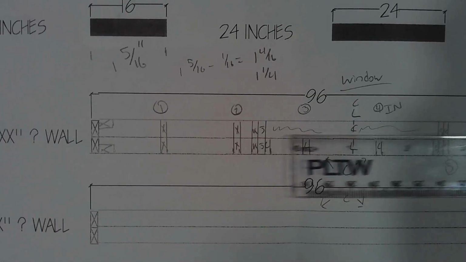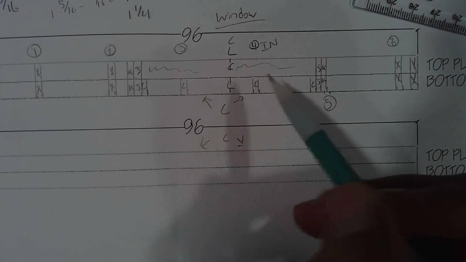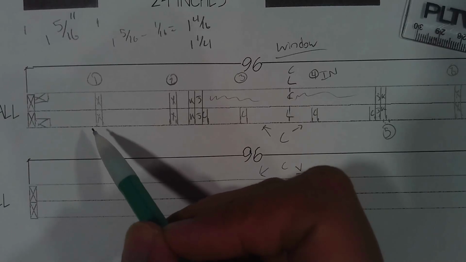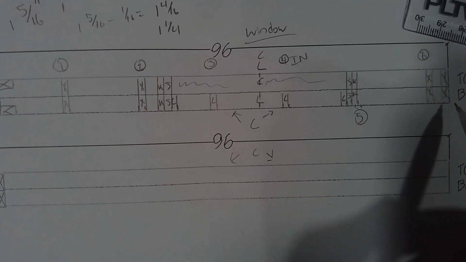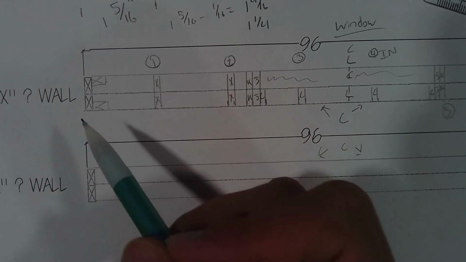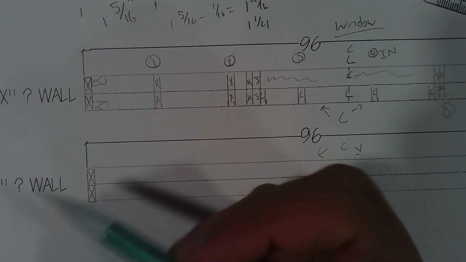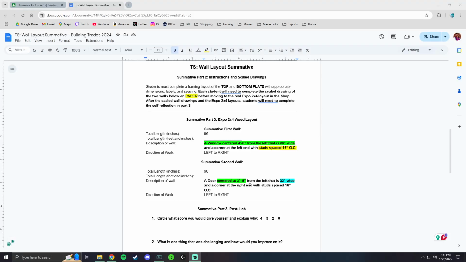So this is fully done for a window right here. Then we have our 16 on center studs, 1, 2, 3, 4, 5, 6, and then our one on the edge. And then we have our corner on the left side. So the same thing can be said for a door. So like if we're moving on to number 2, we have a door centered at 3'9".